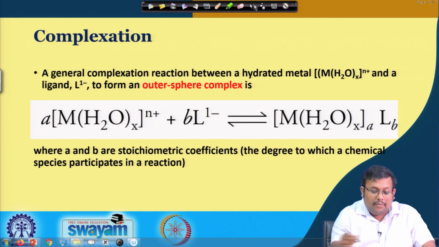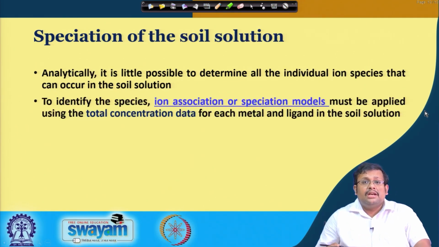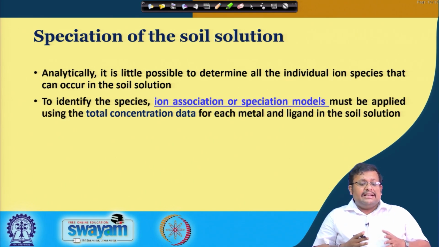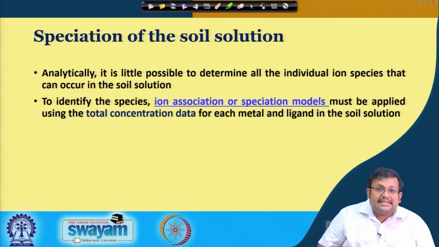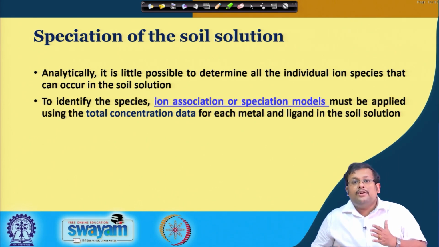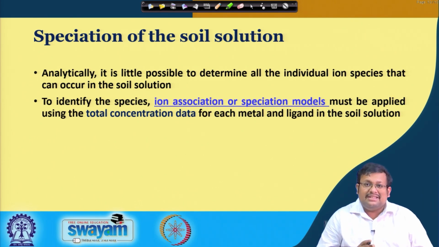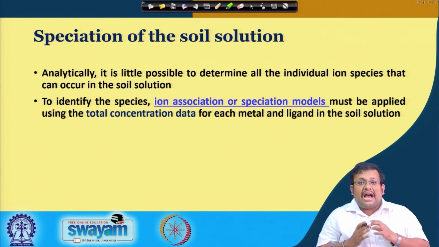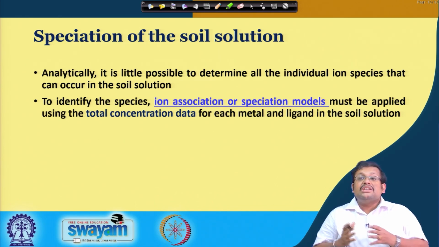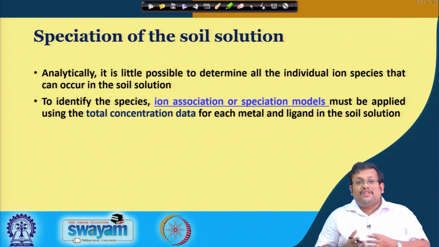So, this is complexation. In the case of speciation of the soil solution, analytically it is hardly possible to determine all the individual ion species that can occur in the soil solution. I have already told you that in situ measurement of the intensity factor is somewhat difficult. So, to identify the species, an ion association or speciation model must be applied using the total concentration data for each metal and ligand in the soil solution.